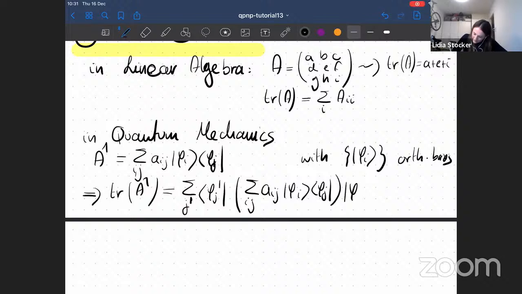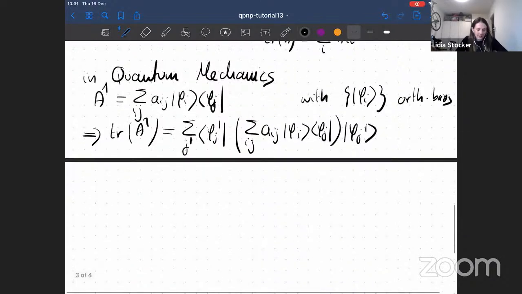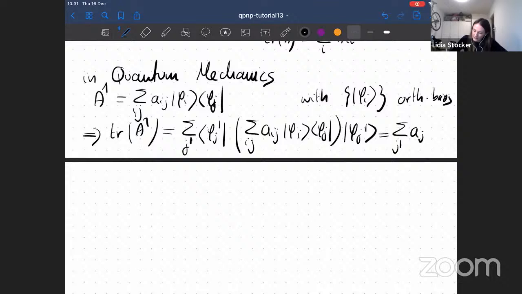And here I have psi j prime. Because of the orthonormal conditions of the basis elements, this results in the sum over j prime of delta j prime, j prime. Here I applied this to this, and this will give me a delta j prime i, and this to this will give me a delta j prime j. Therefore, I end up with this result.